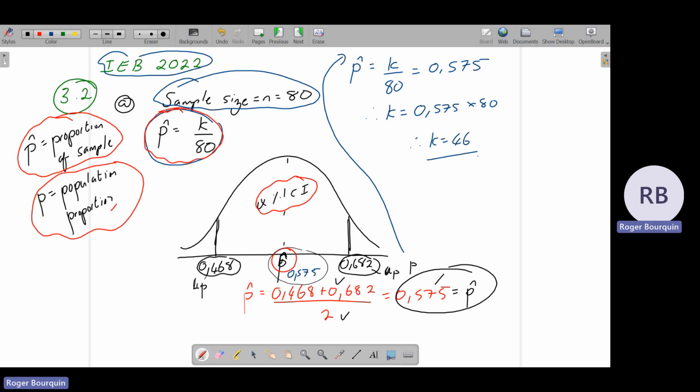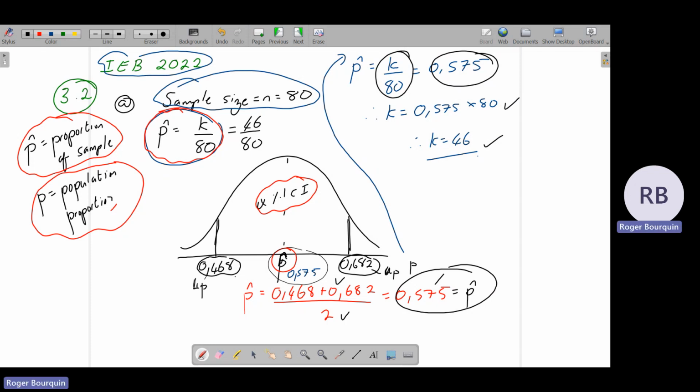But we were told that the sample proportion was K over 80. So K over 80 must be equal to 0.575. Multiply both sides by 80 and you end up with K equal to 46. In other words, this figure of 0.575 is 46 over 80, which is the sample proportion, as opposed to these, which are the upper and lower boundaries for the population proportion based on that particular sample. So based on the sample, we get upper and lower boundaries for the proportion.